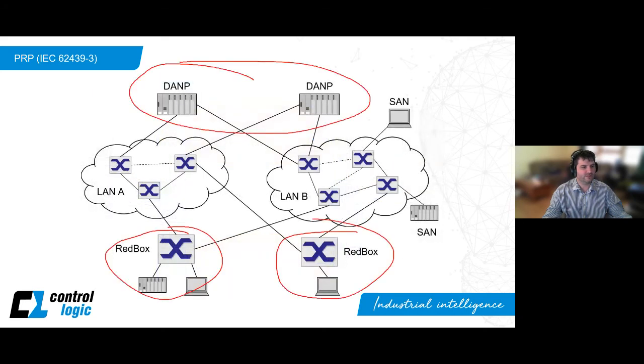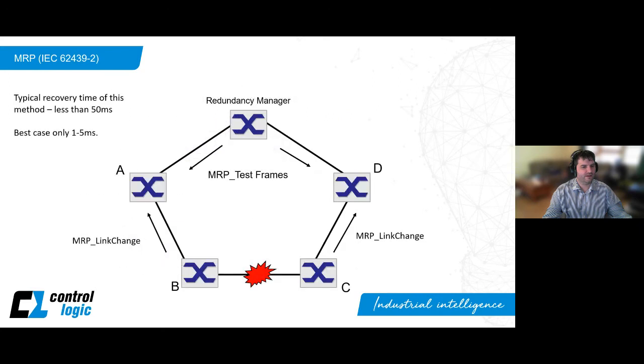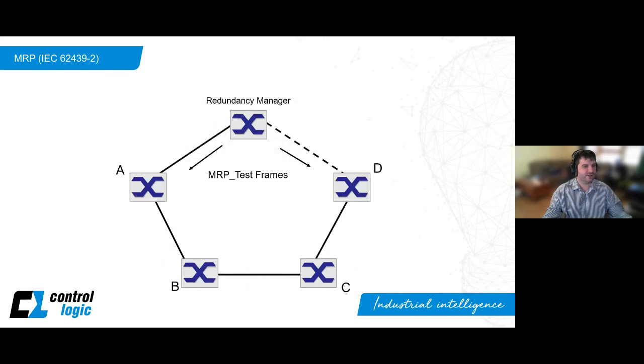That's a good question. We'll just flick back and answer that one. What happens if the redundancy manager in an MRP network fails?